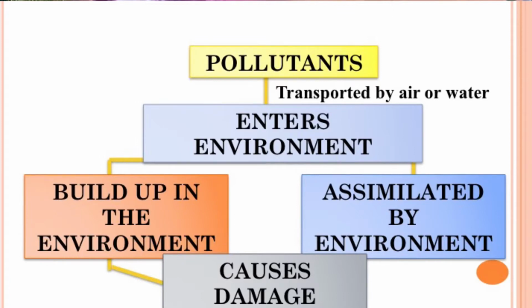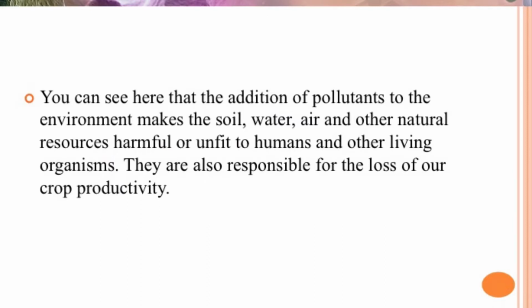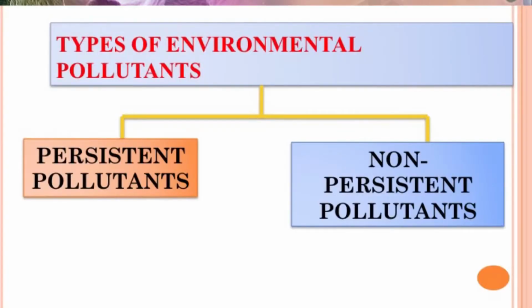Thus, pollutants are transported by air or water, enter the environment, build up in the environment, and get assimilated by the environment and cause damage, as you can see in this particular slide. You can see here that the addition of pollutants to the environment makes the soil, water, air and other natural resources harmful or unfit for humans and other living organisms. These are also responsible for the loss of our crop productivity.